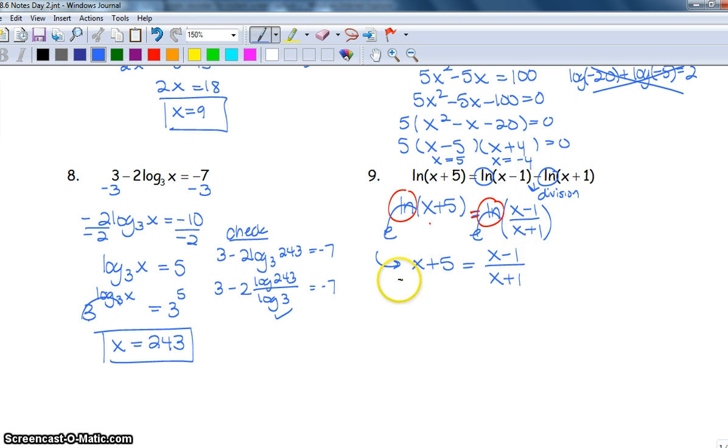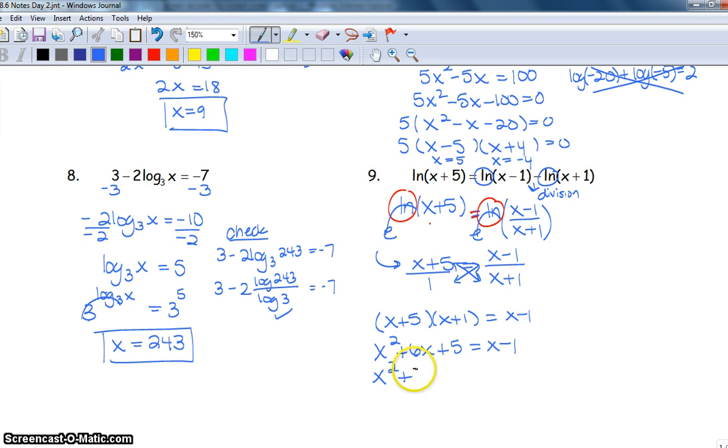Alright, I've got a fraction on the right and on the left, so I make the left hand side into a fraction by putting it over 1, and we cross multiply. So we've got x plus 5 times x plus 1 equals x minus 1. FOIL to get x squared plus 6x plus 5 is equal to x minus 1. Move everything to one side so we can solve our quadratic. That becomes x squared plus 5x plus 6 equals 0.